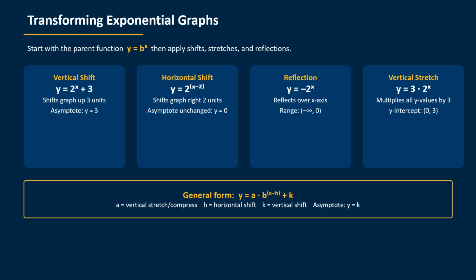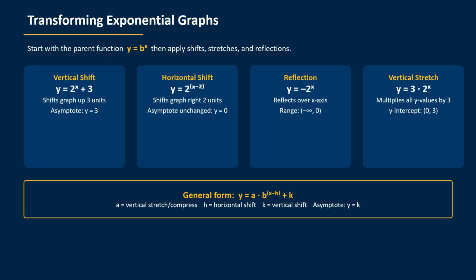A horizontal shift, such as f of x equals 2 to the quantity x minus 2, moves the graph 2 units to the right. The shape stays the same, but every point shifts horizontally. A reflection, written as f of x equals negative 2 to the x, flips the graph over the x-axis. Instead of approaching 0 from above, the reflected graph approaches 0 from below, and all output values become negative.